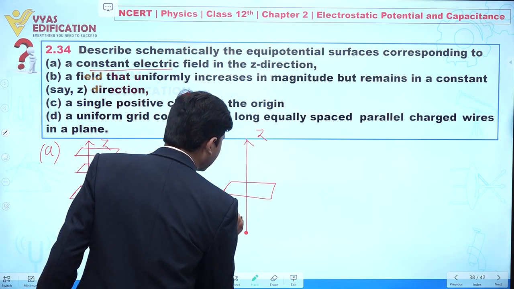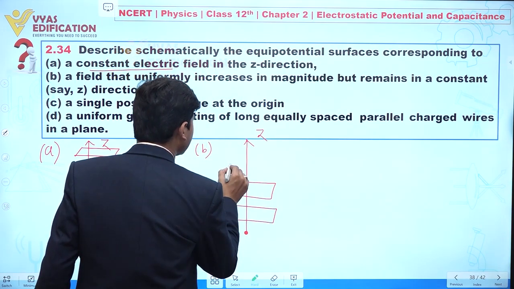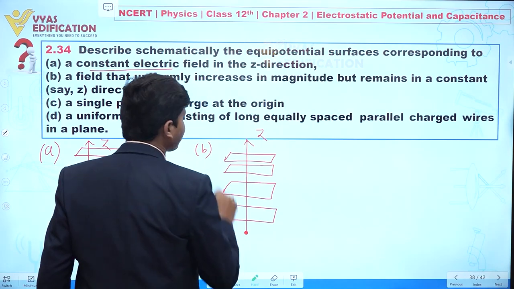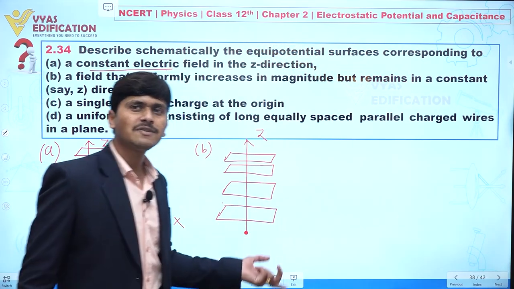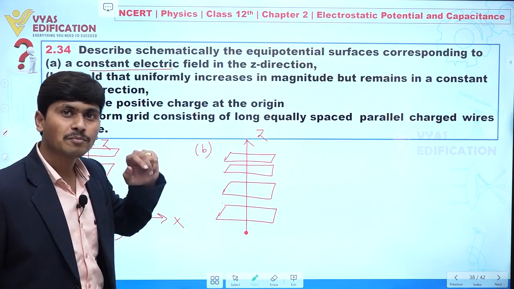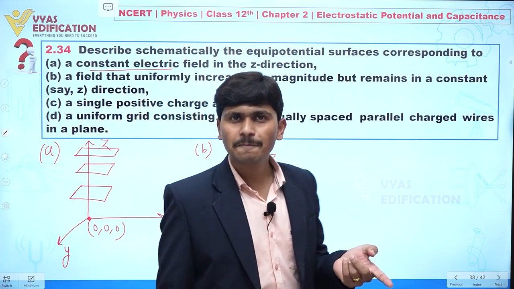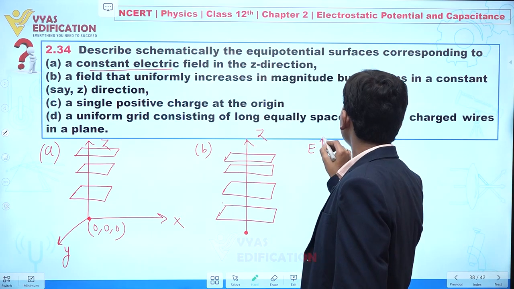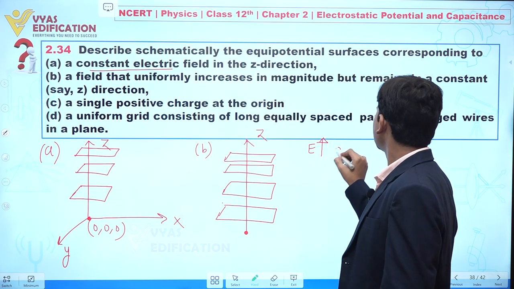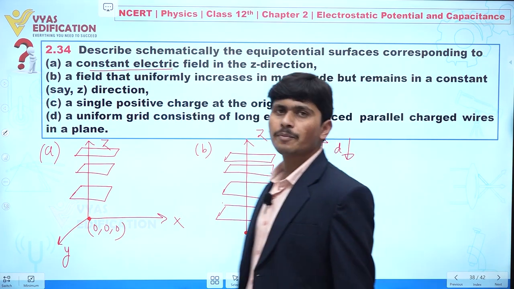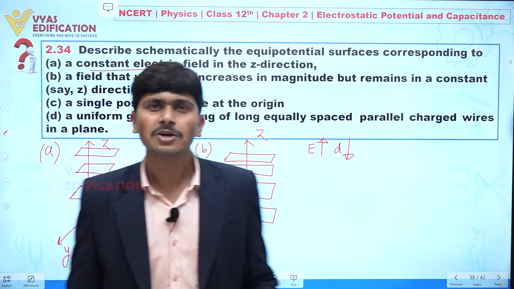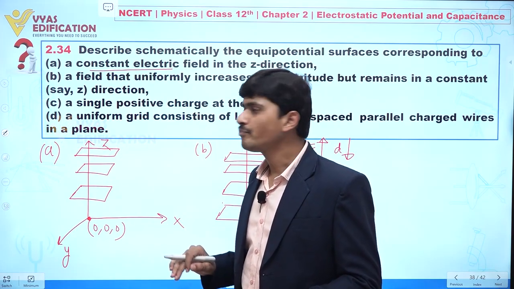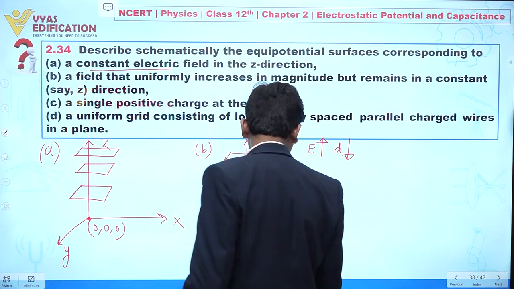But the important part that you can see is that the separation distance between these equipotential surfaces decreases as we go away from the origin, because the electric field is increasing. Yes or no? When the value of E is increasing, the spacing between two equipotential surfaces decreases. Clear? Like this you can draw the equipotential surface for part B. Clear to everyone?